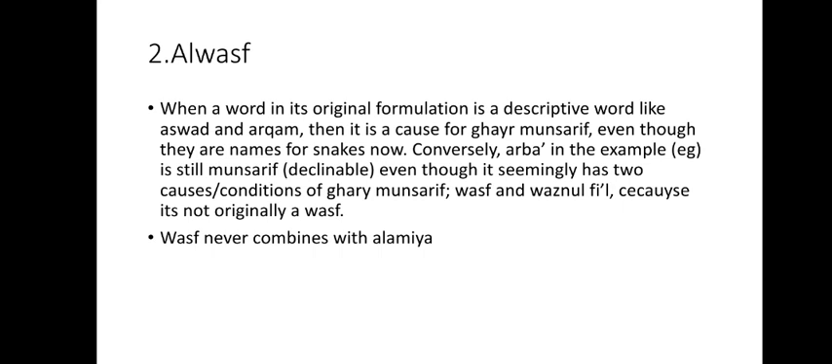So just to clarify that example, the word arba, which means 4, although it can be used to describe, its original formulation is that it is to be used as a number, not as a describing word, so it will not be a cause for ghayr munsarif. And also, wasf never combines with alamiya. So if something is a descriptive word, it will never also be a proper noun in the same sense in a sentence. So they can't be combined together and say that the two causes for ghayr munsarif in this case is that it's wasf and alamiya.